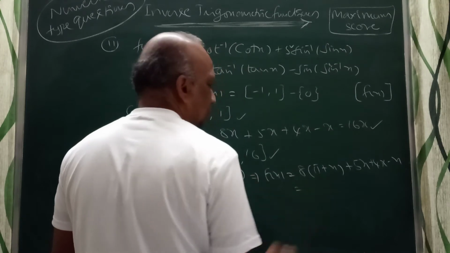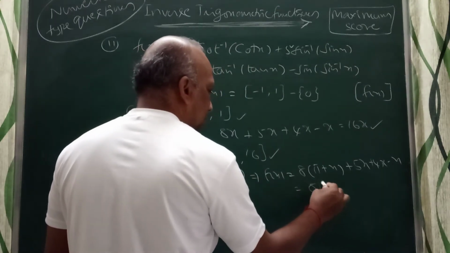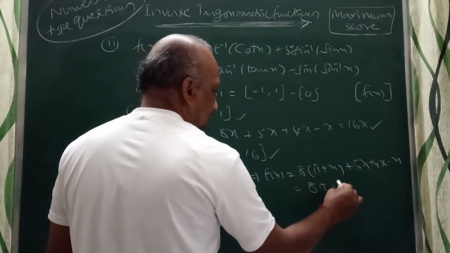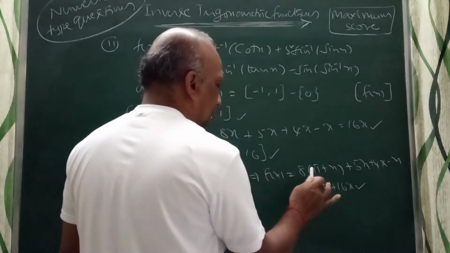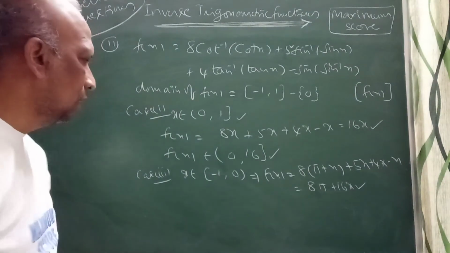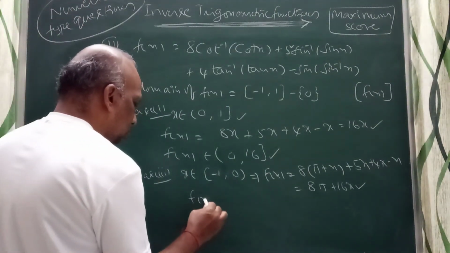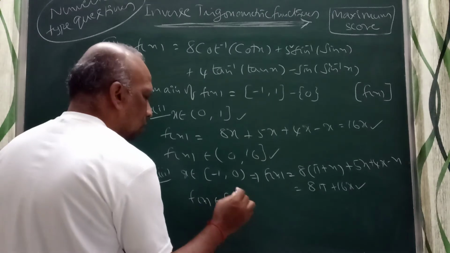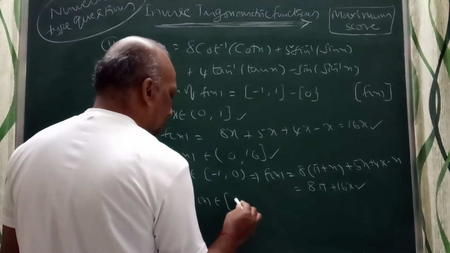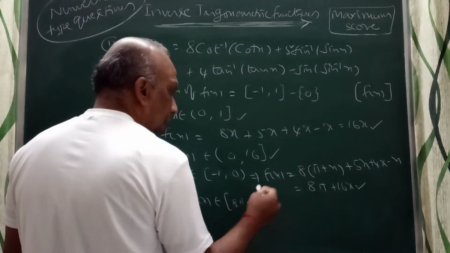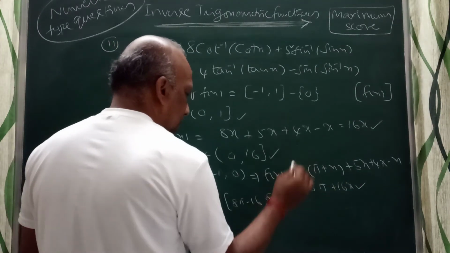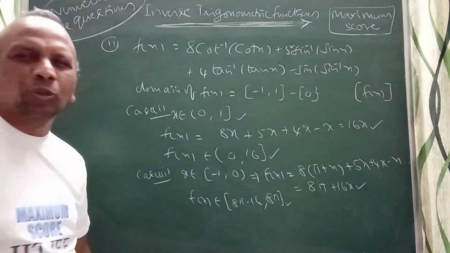The remainder is as it is, 5x plus 4x minus x. Now you can check the value of this. It will come 8 pi plus 16x. Same thing, f of x belongs to, if I substitute this one, minus 1, we will get 8 pi minus 16, and 0 if I substitute, it will come 8 pi. It will come like this, right? f of x belongs to this value.